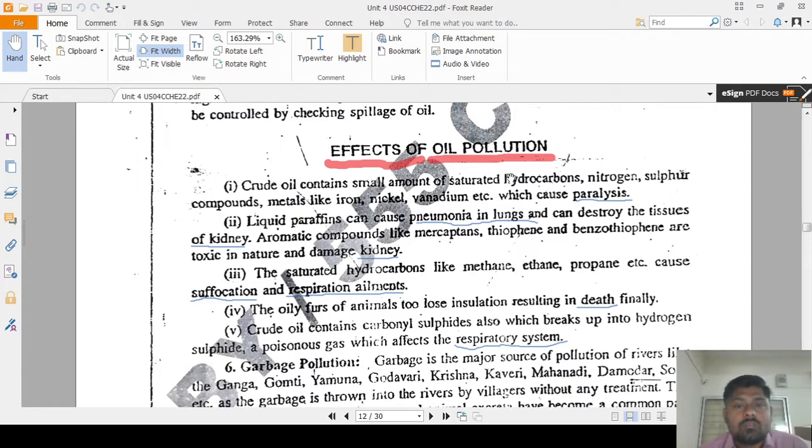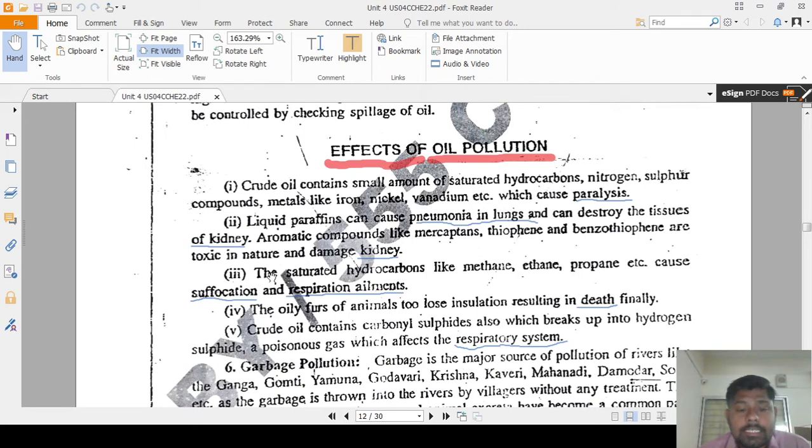So, that is a 2 marks short question: what are the effects of oil pollution on living organisms, particularly human beings. If you want to write down the answer, you must remember those compounds and their effects.